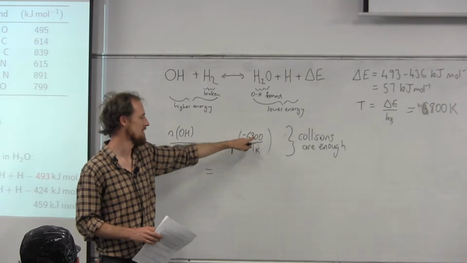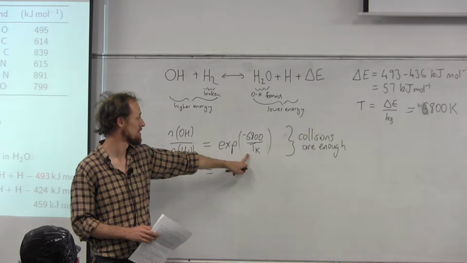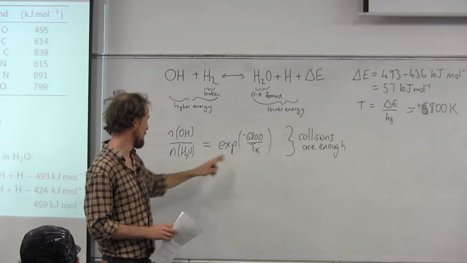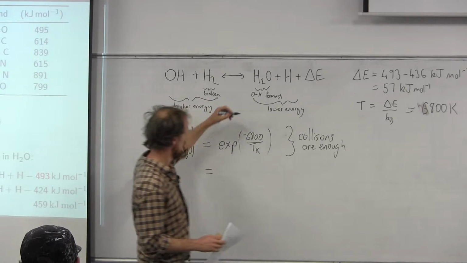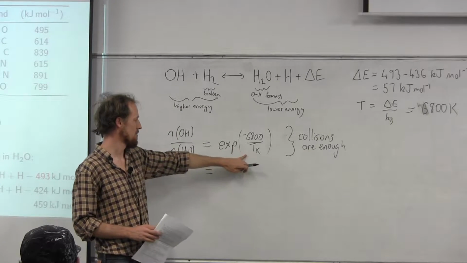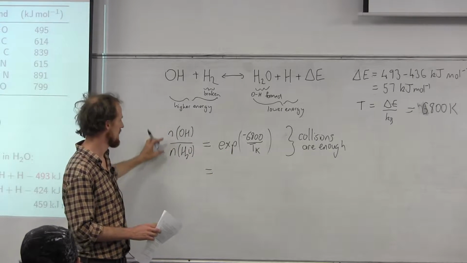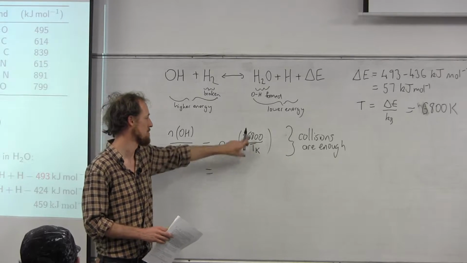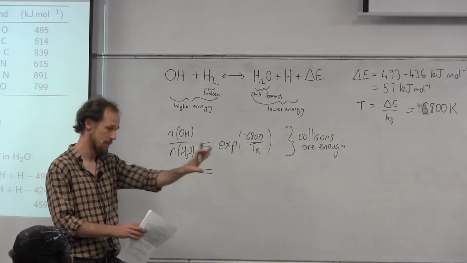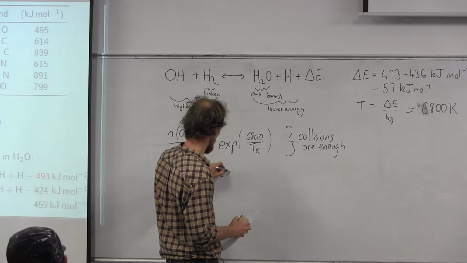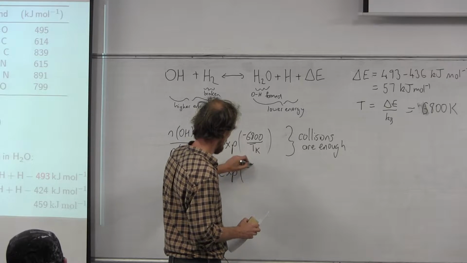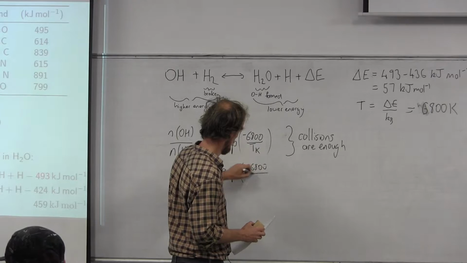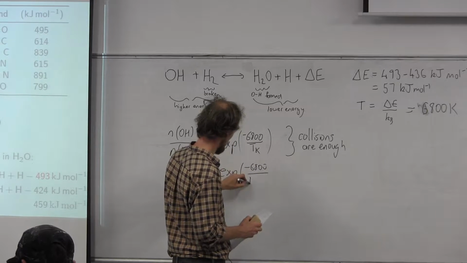Because if the temperature is much less than 6,800, this number becomes very large, and we're going to have an exponential which produces very little OH. And if the temperature is very much greater than 6,800, this number becomes about 0. This will be about equal. But don't worry about that. We can just put in the numbers and not worry about that. So if we assume, what did I assume? 1,000 Kelvin.